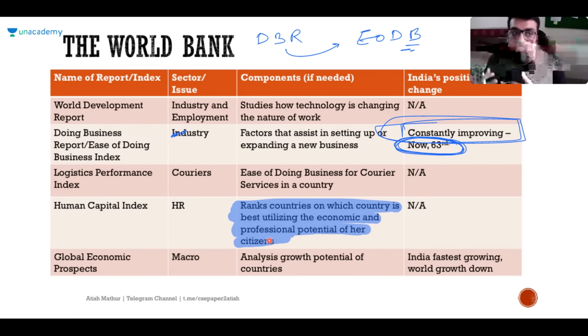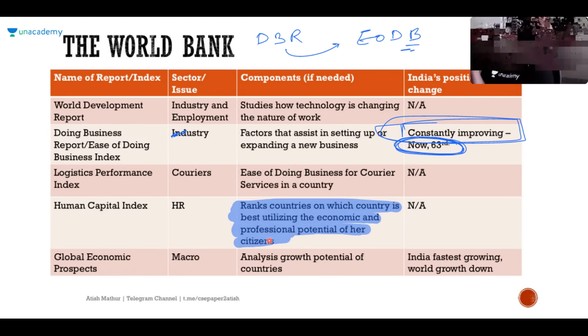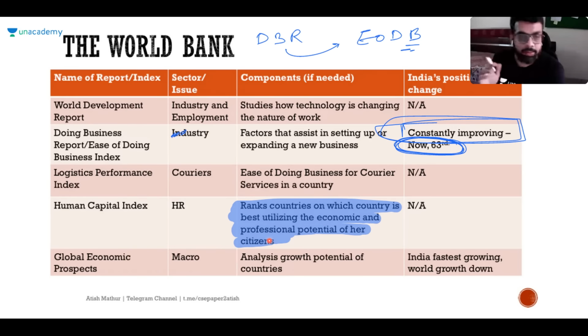So, human capital index. This is again about development, again about welfare. This is about the larger macro socio-economic policy of the country, and that is why it is called the human capital index. Arpit, yes, we are not very good at it. We're not very good at a lot of things actually. Clear? So that's the human capital index. It ranks which country is best utilizing the economic and professional potential of its citizens. That's all we need to know.